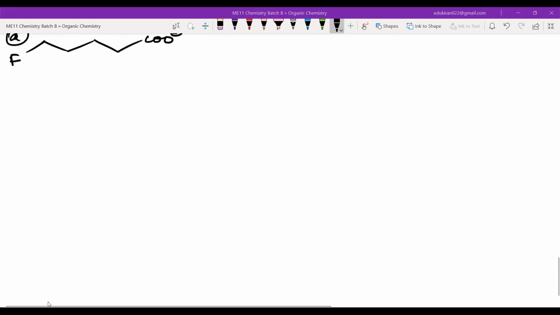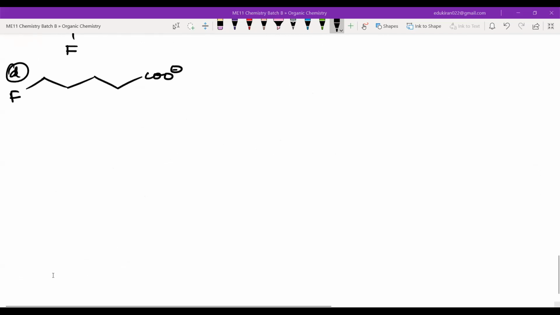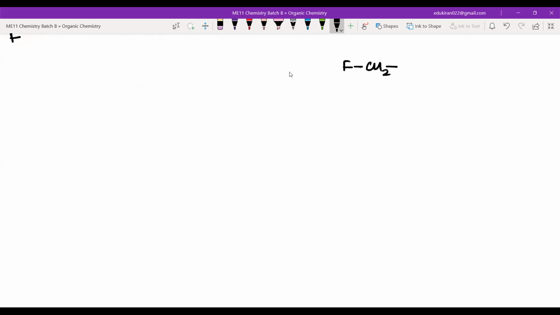Fine. Now, let us look at these examples. Okay, let us look at these examples. So we had CS fluorine, CH2. Let me just write COO negative.